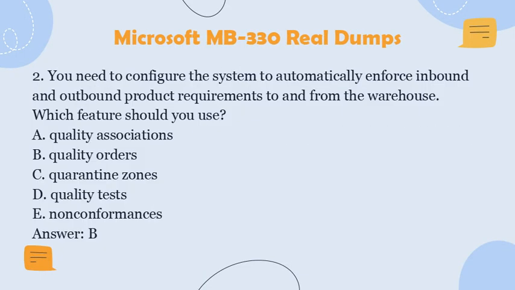2. You need to configure the system to automatically enforce inbound and outbound product requirements to and from the warehouse. Which feature should you use? A. Quality associations. B. Quality orders. C. Quarantine zones. D. Quality tests. E. Non-conformances. Answer: B.